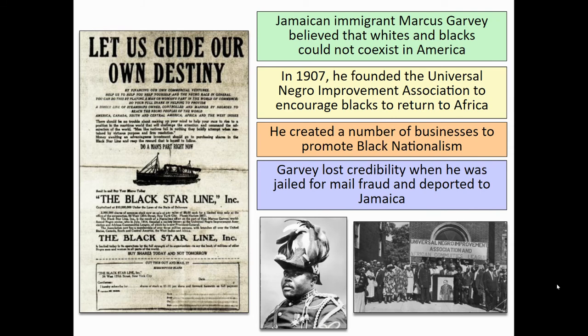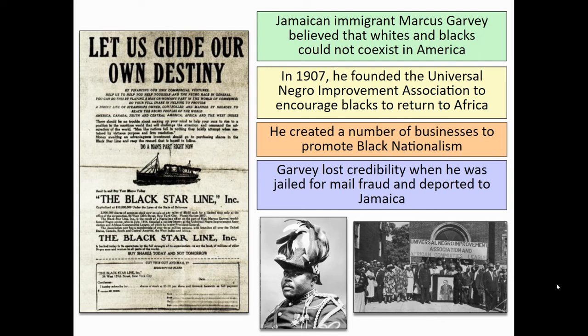The other person I wanted to mention was a Jamaican immigrant by the name of Marcus Garvey, and he believed that there was no possible way for whites and Black people to coexist in America. So in 1907, he founded the Universal Negro Improvement Association, or the UNIA, that was focusing on Black improvement. But also, he establishes the idea of a Back to Africa movement, encouraging Black people to return to Africa. And this is not the first time that this has come up as an idea. There was also the idea during the Civil War of the nation of Liberia that was purchased by Americans as a way to move people back to Africa.